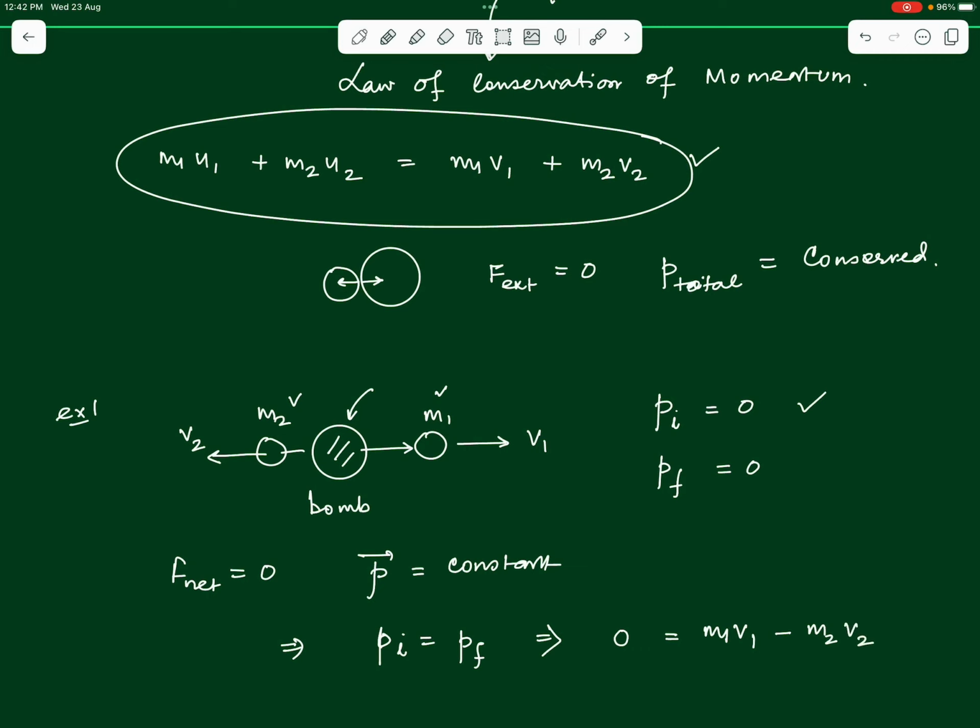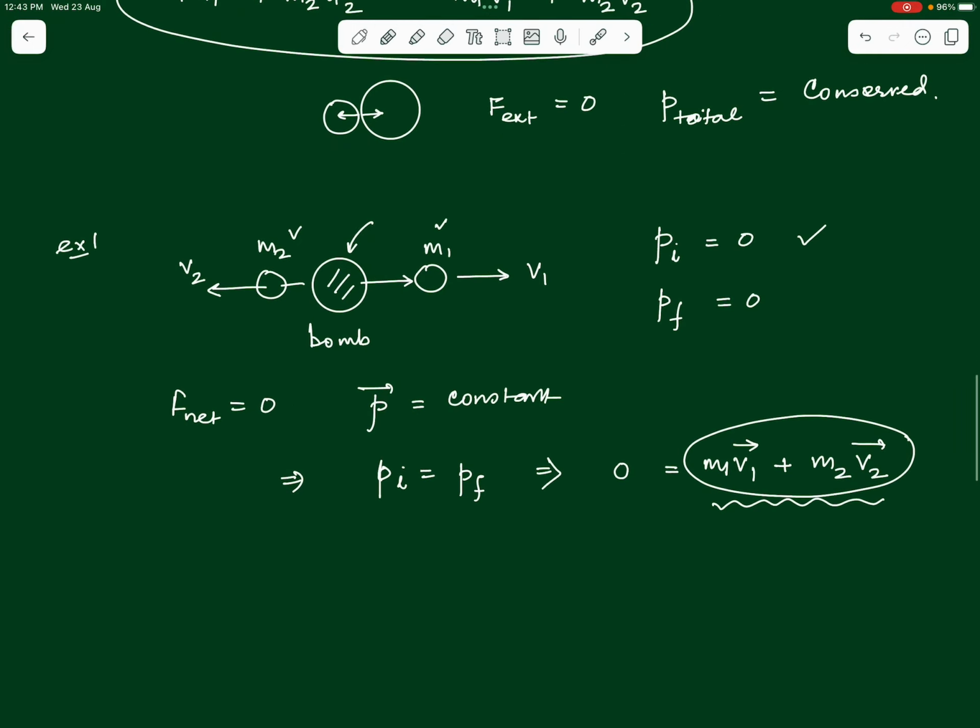v2, okay, let us not take it to be minus. If we are trying to write a vector equation, let's write m1 vector v1 plus m2 vector v2. Right now, we are not taking any assumptions about the directions of v1 and v2. We shall get it from this result itself. Do we understand this expression will give us the final momentum of the two particles created out of the bomb?